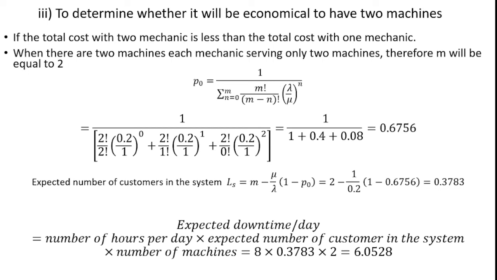From this I can identify the expected downtime per day from the formula: number of hours per day into expected number of customers in the system into number of machines. According to the split, I have two machines, and for repairing them I have 8 hours. The expected number of customers in the system is LS, which is 0.3783. Multiplying everything, I get the expected downtime per day as 6.0528.